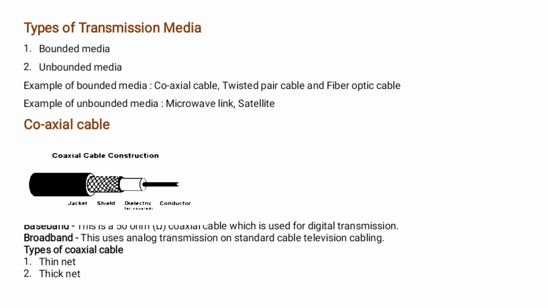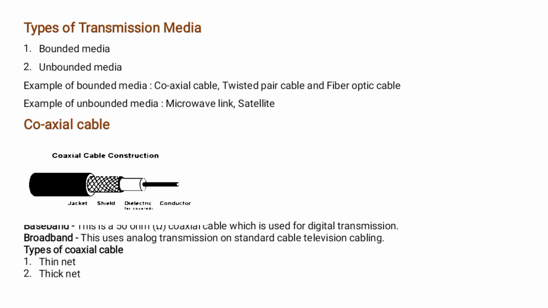The outer conductor is also encased in an insulating sheath. The outermost part is the plastic cover which protects the whole cable. Now the baseband coaxial cable is a 50 ohm coaxial cable which is used for digital transmission. It is mostly used for LAN. Baseband transmits one signal at a time with very high speed. The major drawback is that it needs amplification after every 1000 feet.